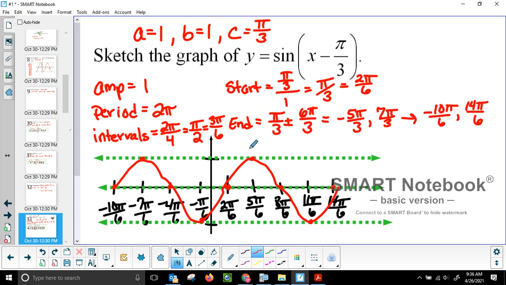I think that's enough for today. We'll get to the final step of this tomorrow.